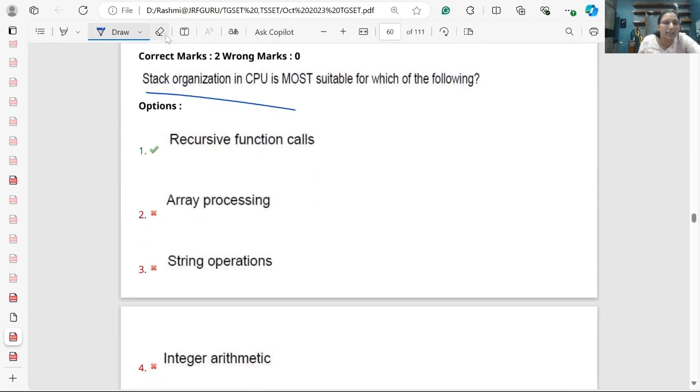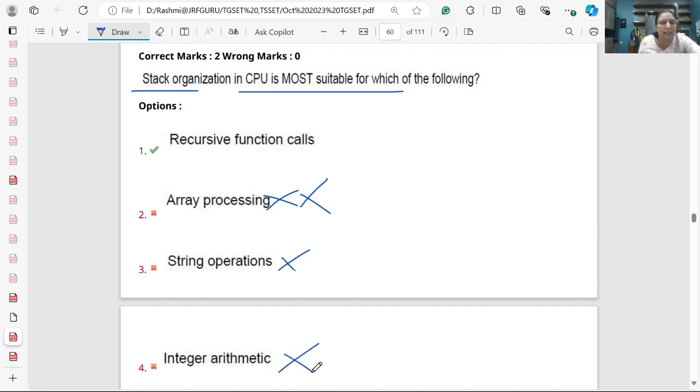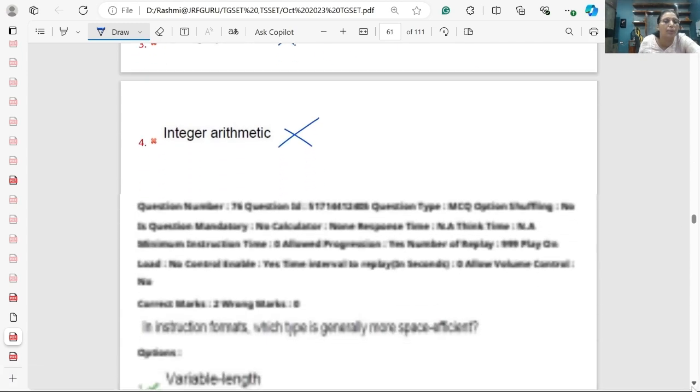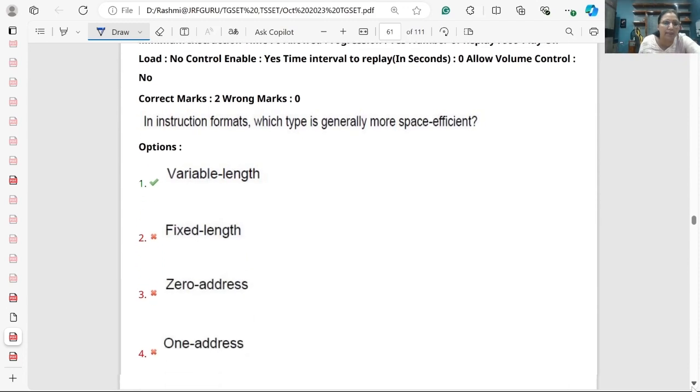Stack organization in CPU is the most suitable for which of the following? So always stack is suitable for array processing? Array stack is implemented with the help of an array. It is not usable for array processing. String operation we can do very well in an array. Integer arithmetic, no. Among these, the best answer is recursive function call. Whenever we want to perform recursion, we should use the stack.